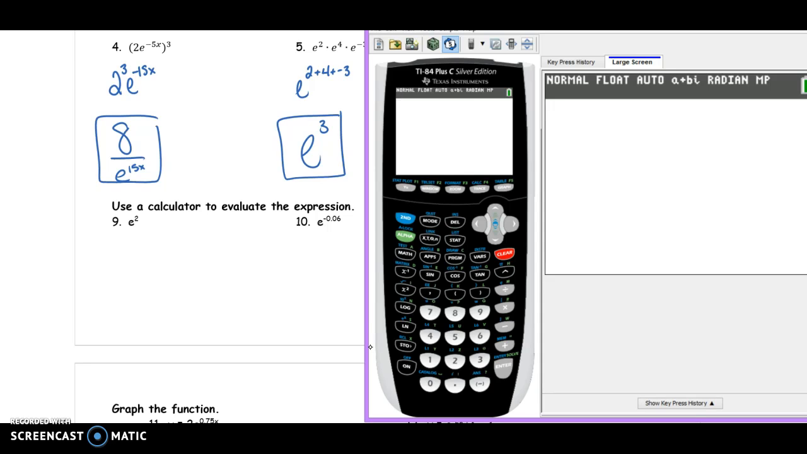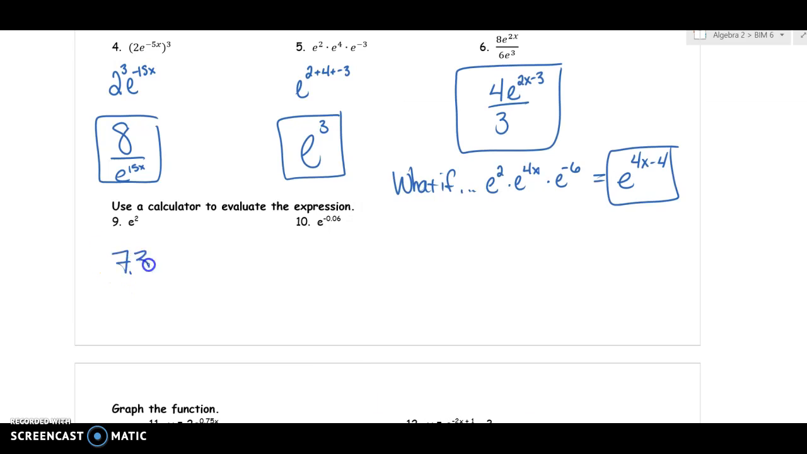So on the graphing calculator, to use e, you push second and then your LN button. Most calculators give you this place to put in an exponent. So punch in 2 for your e squared and hit enter. You should get 7.389 as your answer, approximately.